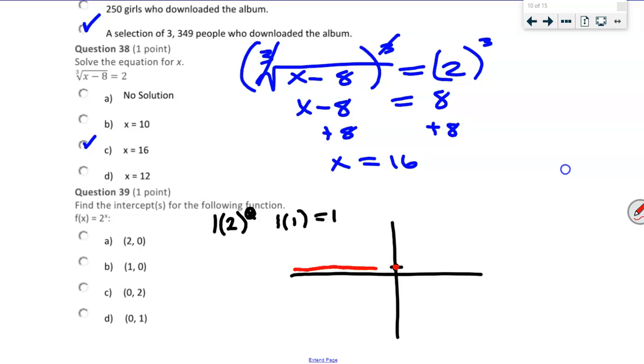This is a growth function. Again, how do I know that? Because this was greater than what? 1. If it was smaller, it would be a decay function. And what was that intercept? It was 0, 1 right there.